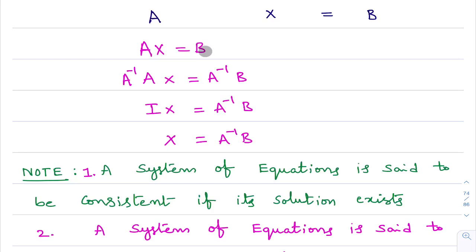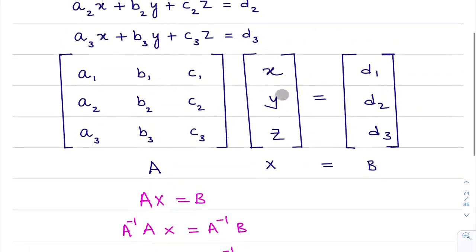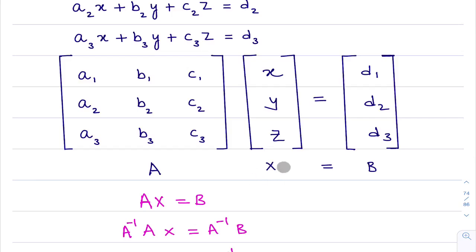Solving equations means we need to find the unknown values in the given equations. That means we need to find X. I wrote the given linear equations in the form AX equal to B. Now I want to calculate X because X is the unknown matrix. What is X? You see here, X is x, y, z. I want to calculate the matrix X.